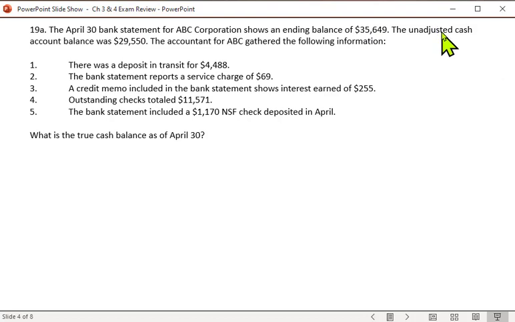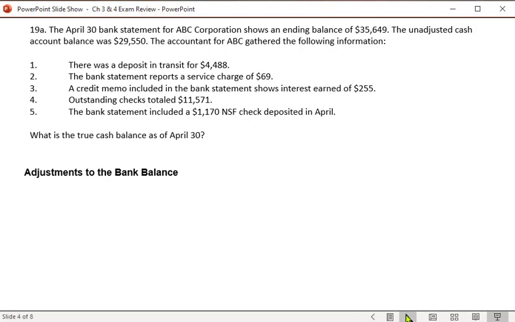The unadjusted cash balance shows $29,550. So that would be on your computer screen, in your accounting program. This is the balance that you see on your bank statement that was mailed to you. And then they give you all these transactions, and they want to know what's the true cash balance as of April 30th. So here we go.